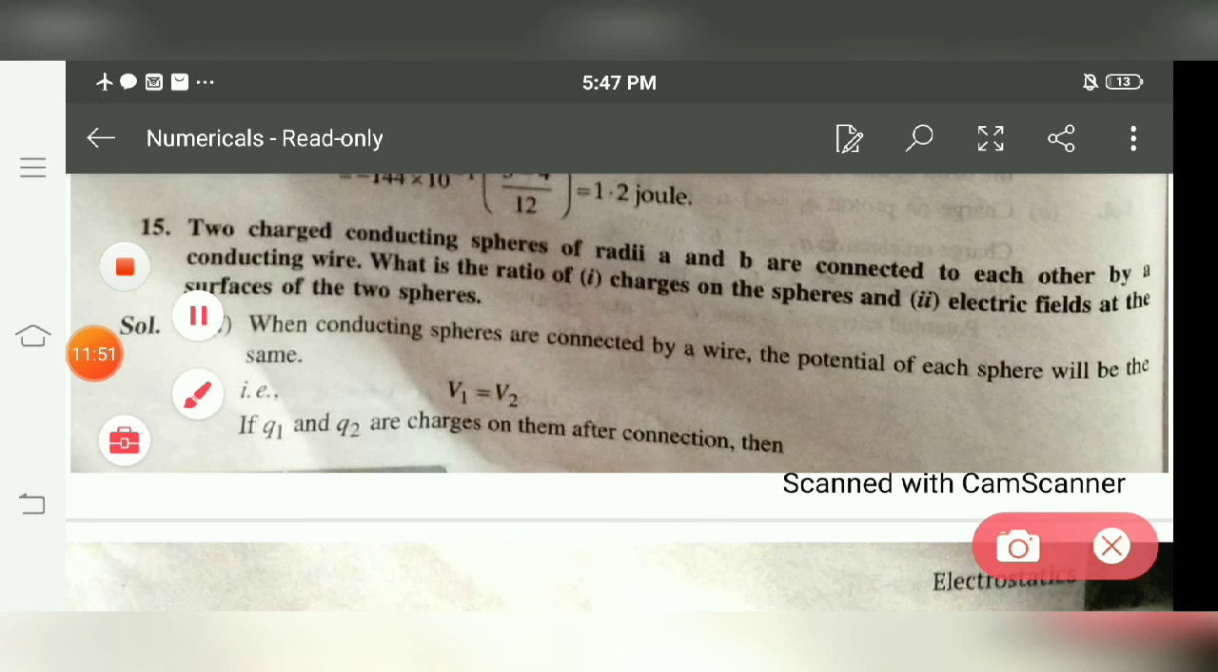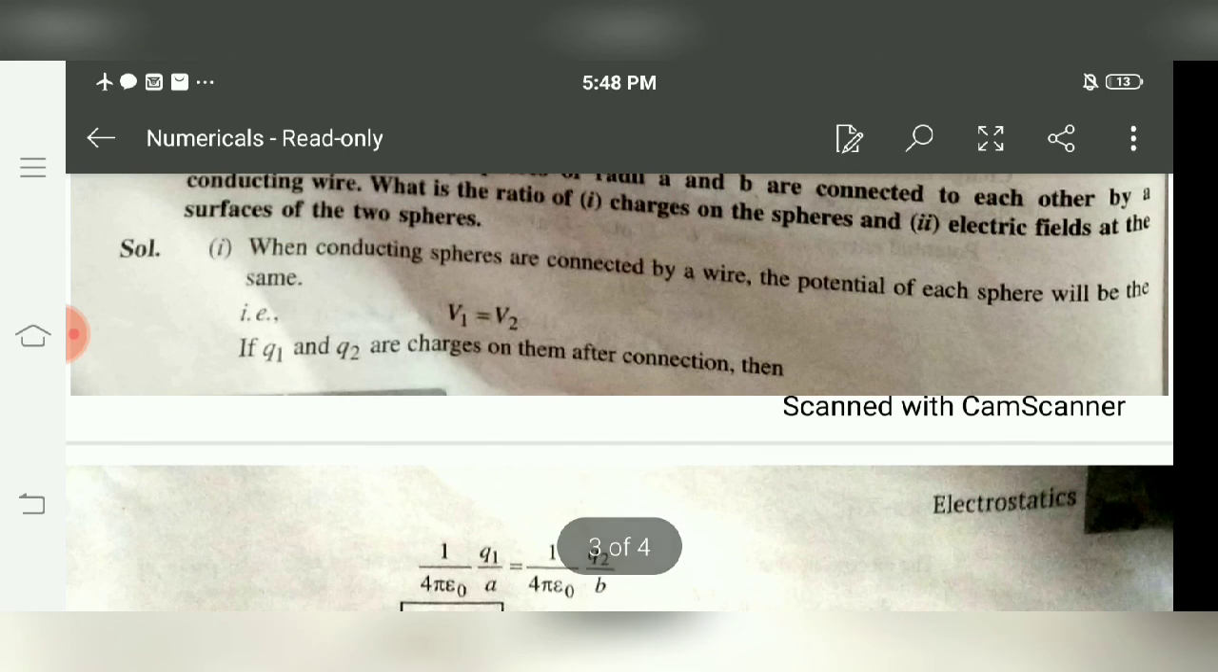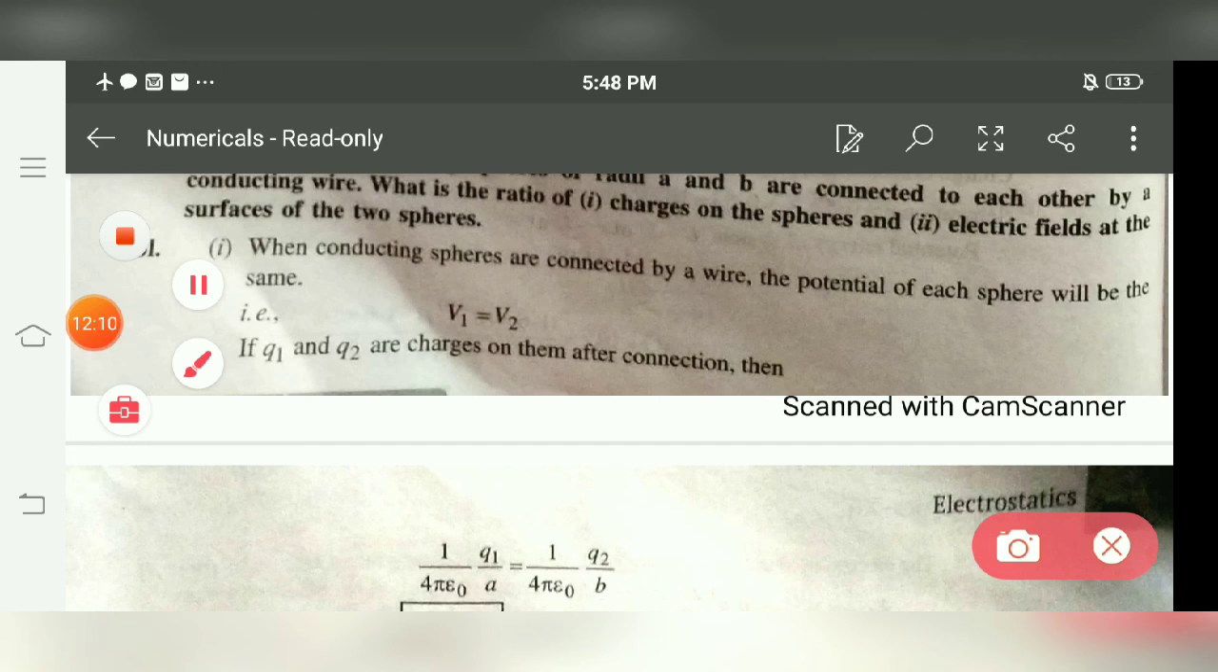Next question. Two charged conducting spheres of radii A and B are connected to each other by a conducting wire. What is the ratio of charge of the spheres and the electric field of the two spheres? If they are connected by a wire, due to potential difference, charge will flow from the body at high potential to the body at low potential, until the potentials on them become equal. When potentials become equal, V1 equals V2.